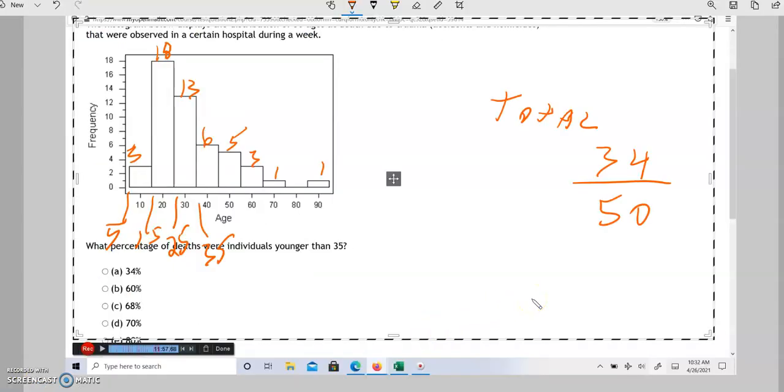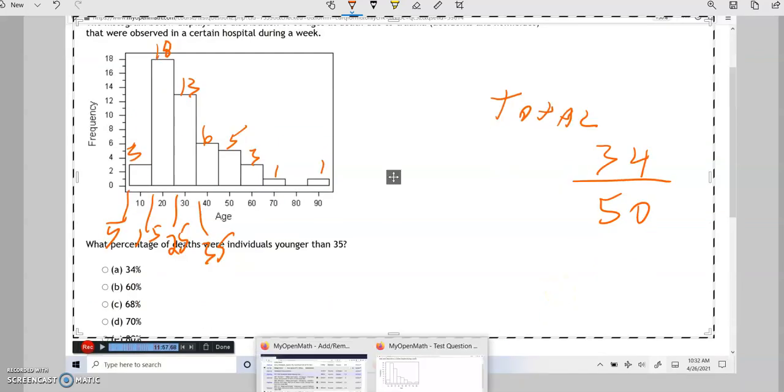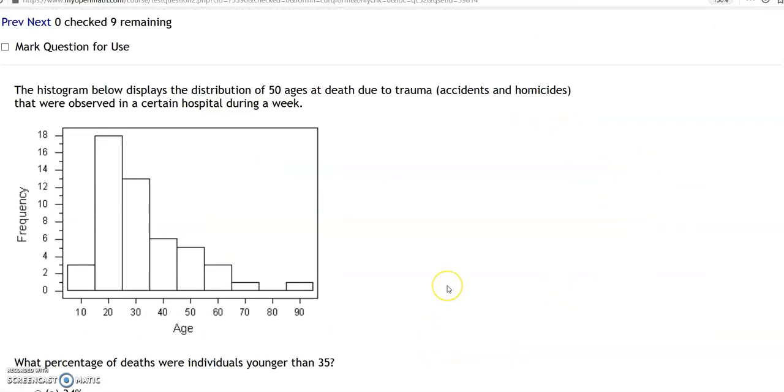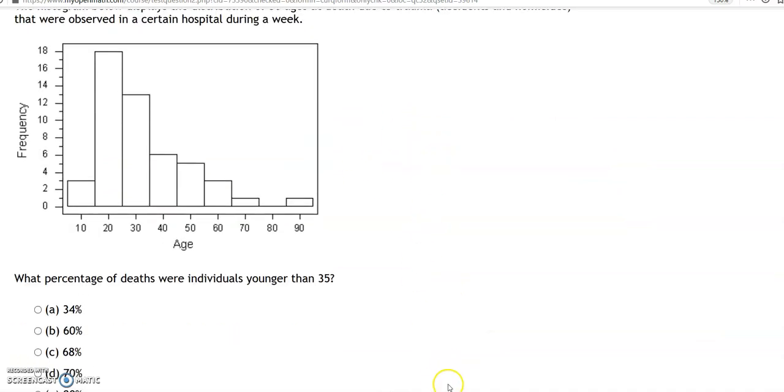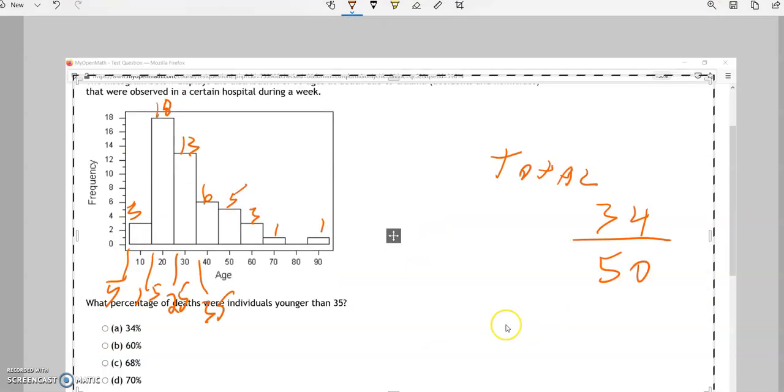The first thing you have to do, and let me go back to the problem so you could read it: these were the 50 ages that were observed during a hospital week. Now I'll go to my snip. The first thing you have to do is add up all the frequencies. When you do that, you get 50. 3 plus 18 plus 13 and so on.